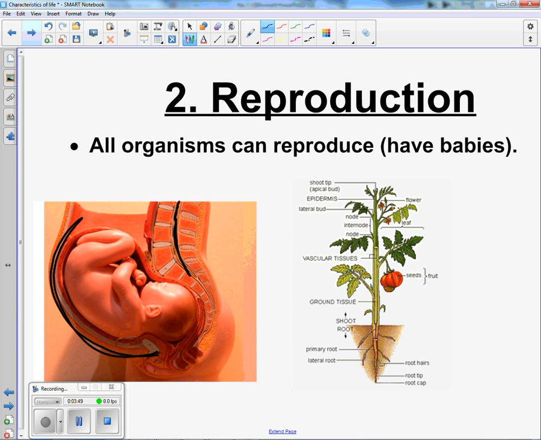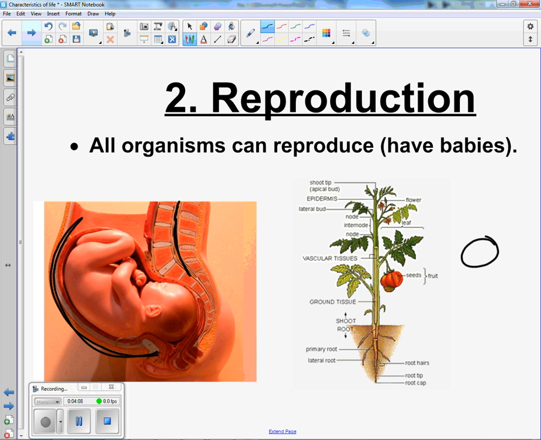This reproduction is really important because it allows your DNA to get passed on. Here's a plant. And plants actually have buds. They have different parts of them that allow them to create seeds and create new plants. Sometimes they create spores. Plants reproduce in very complicated ways.